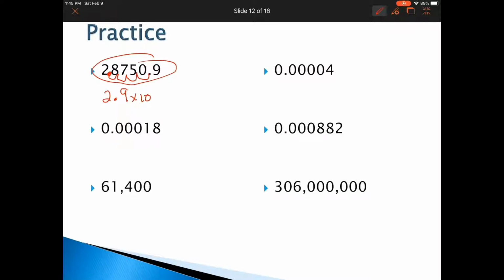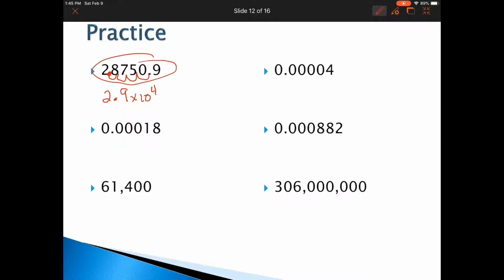Now add our exponent. Is it going to be positive or negative? We moved our decimal point to the left. So we're going to have a positive number, and we moved it 4 spaces. So it's going to be 2.9 times 10 to the 4th.